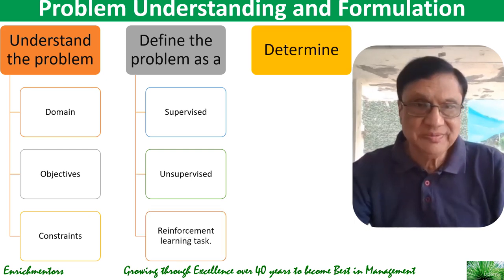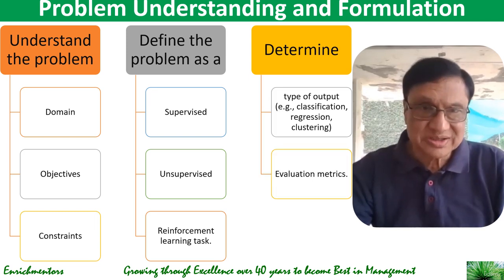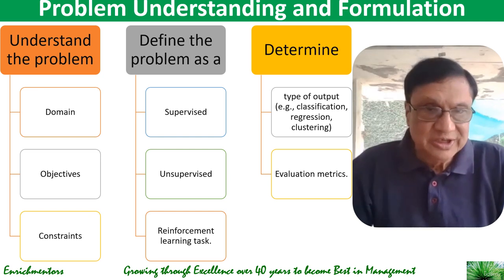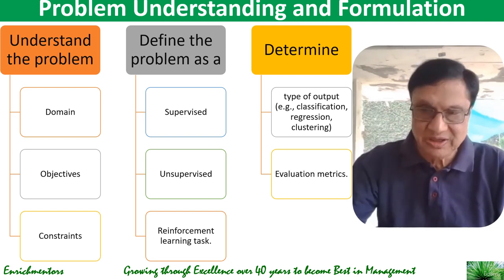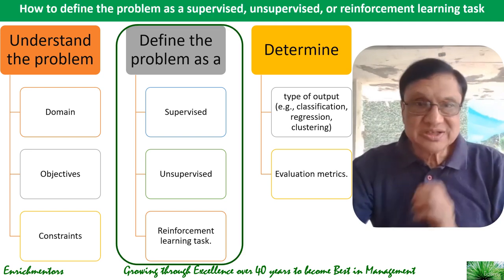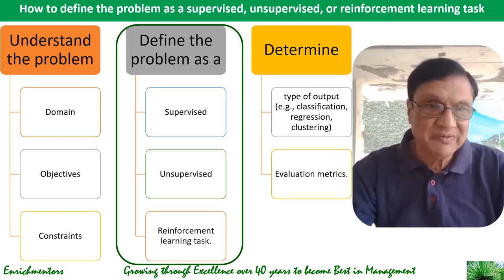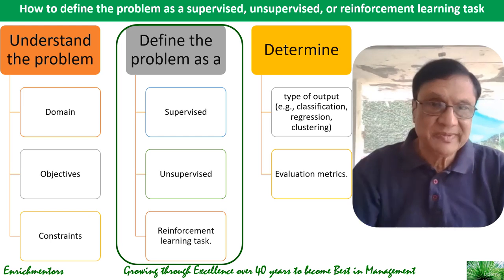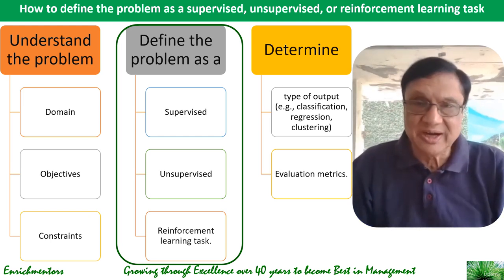And third is to determine the type of output, whether it's a classification output, regression output, clustering output, and the evaluation matrix. Now, understanding the problem we have covered in detail in another section earlier to this. So I'm going to skip that and go straight to defining the problem as supervised, unsupervised, and reinforcement learning. So let's talk about how to define the problem that you have already understood and defined in terms of its domain, objective, and constraints. Is this a supervised, unsupervised, or reinforcement learning task? How do you decide that?